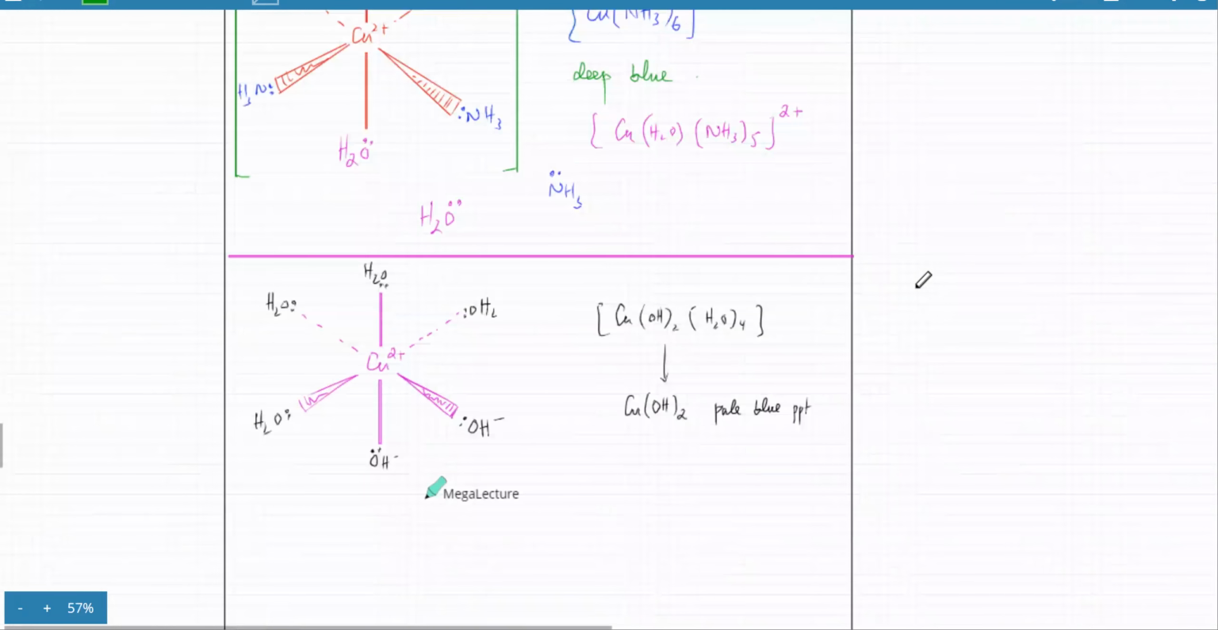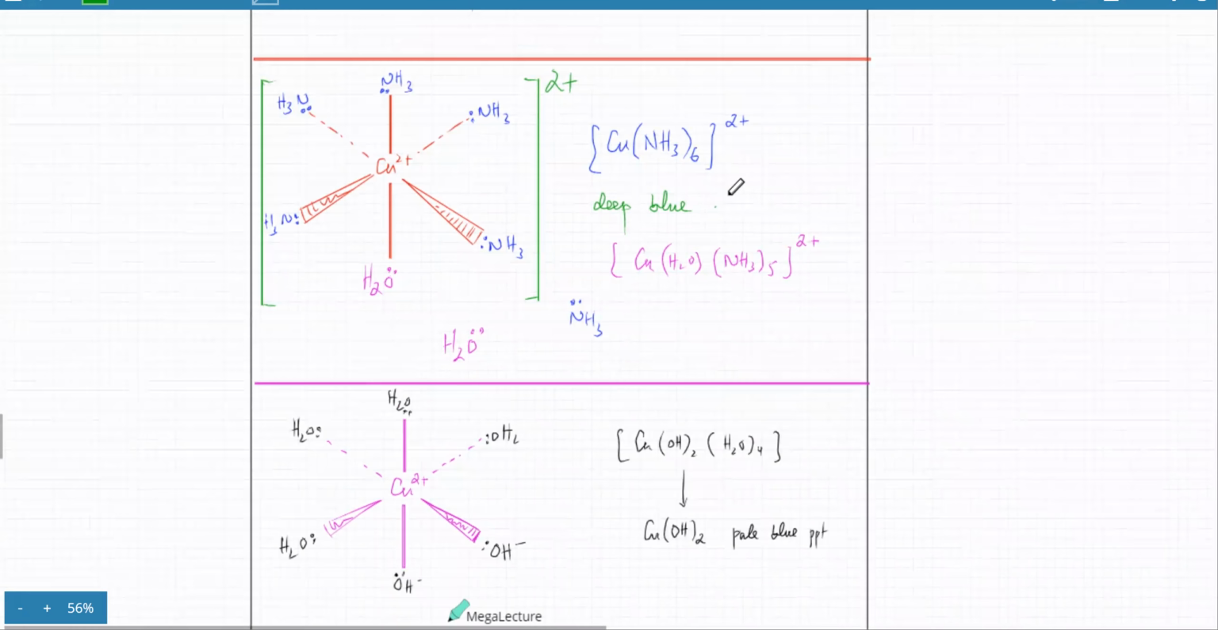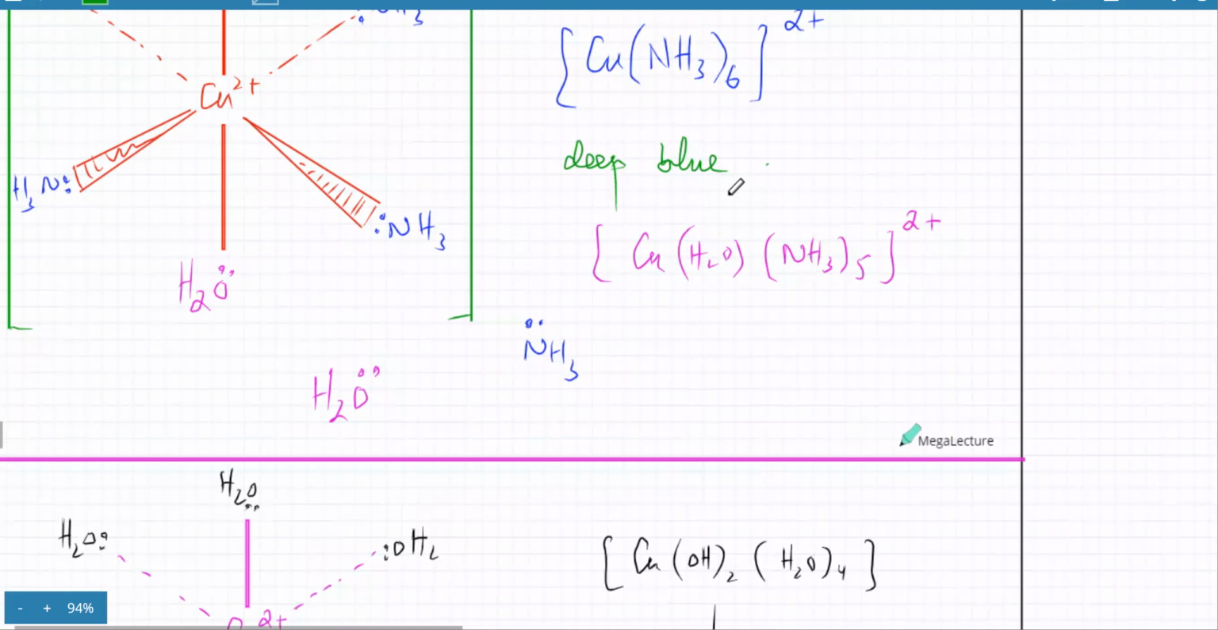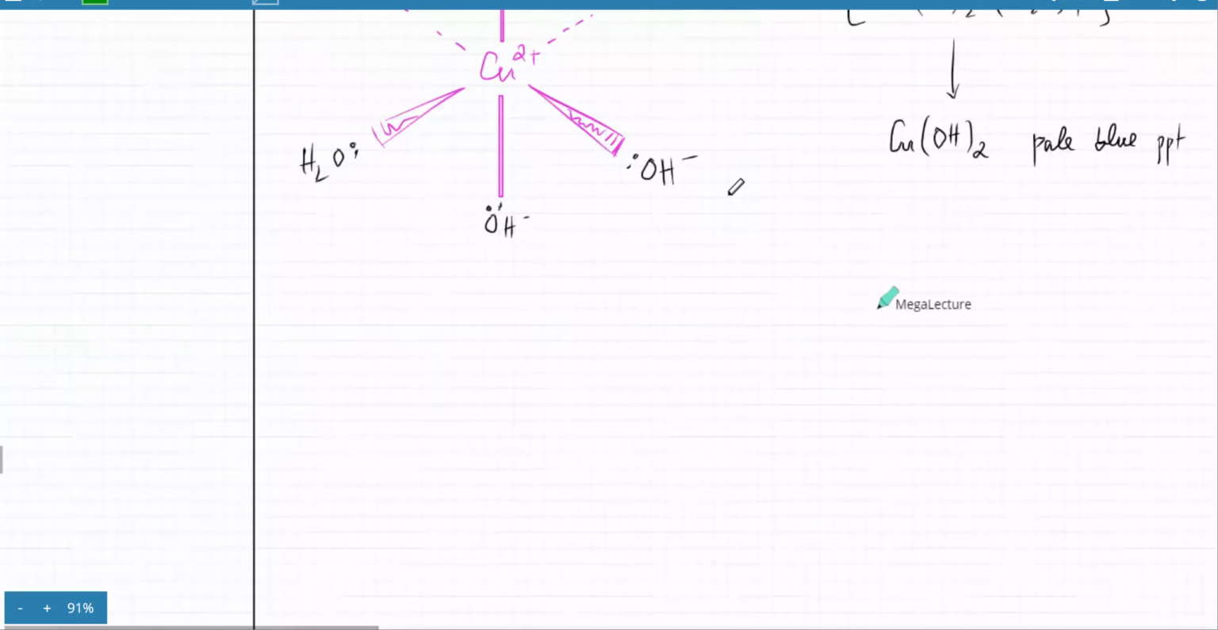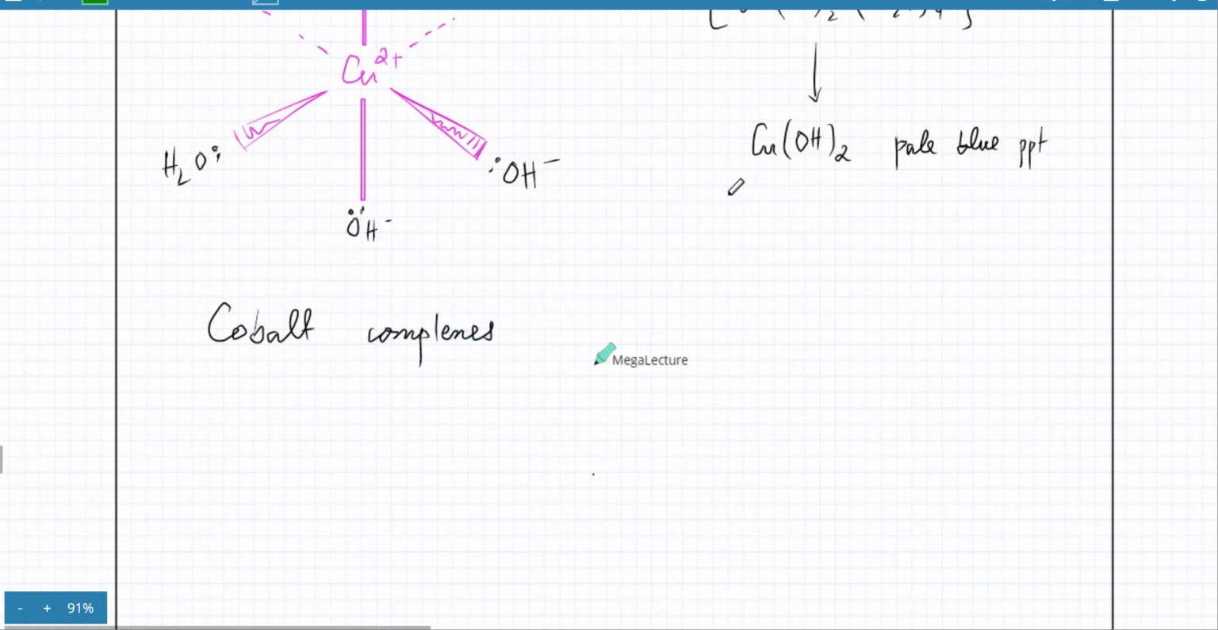So basically, what you need to know is that this is going to be a pale blue precipitate. These colors have to be memorized, and the structures and how to make them. This one is deep blue. Actually, copper with NH3, even with water, is also still deep blue. And there are a few more complexes that you need to remember. There are complexes of cobalt, and you must remember the cobalt complexes and their colors as well. I'm not going to draw them. They're exactly the same as Cu2 plus, with hardly any difference. The only difference is that the colors are different.